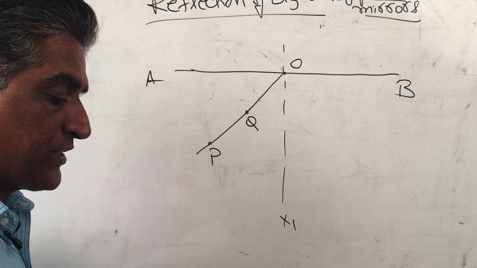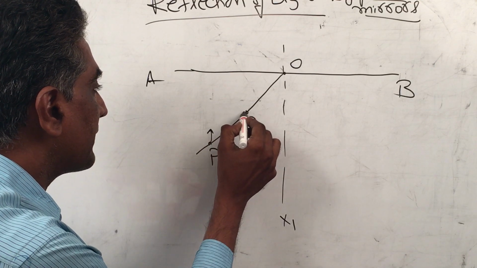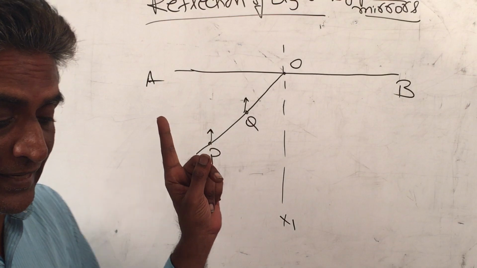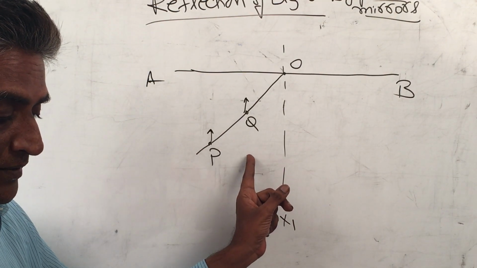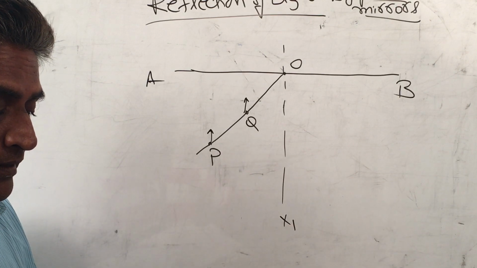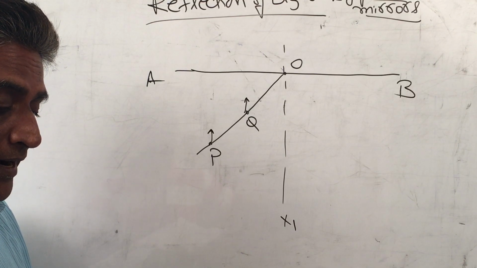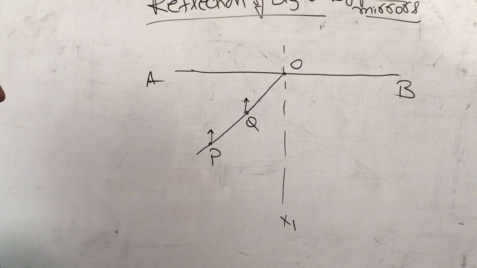Observe, fix 2 pins at the points P and Q vertically. So you have to fix the points P and Q vertically here. Now observe the image P dash of the pin P and Q dash of the pin Q in the mirror kept along the line AB. Fix 2 more pins R and S in such a way that they are in the same line as P dash and Q dash. So this is very interesting.